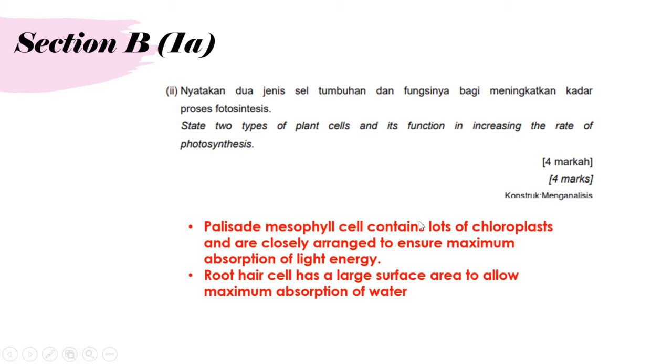Okay, so you can choose two. Palisade mesophyll cell, spongy mesophyll cell, and also you can choose a root hair cell. So you have to relate how these cells help or increase the rate of photosynthesis, right? Okay.